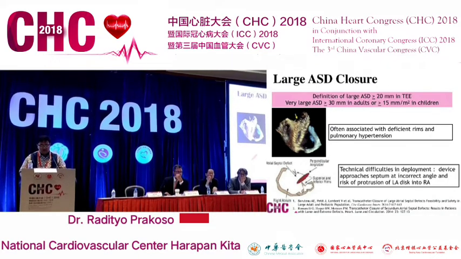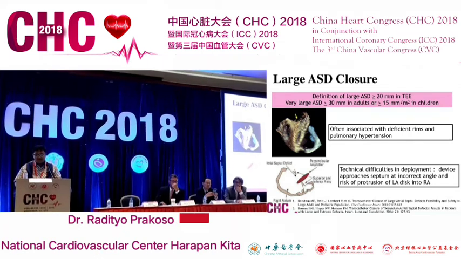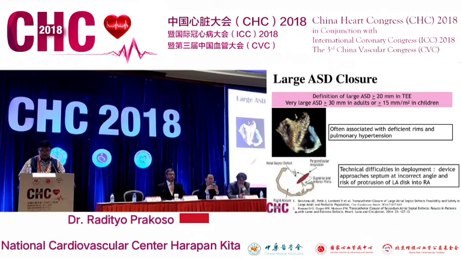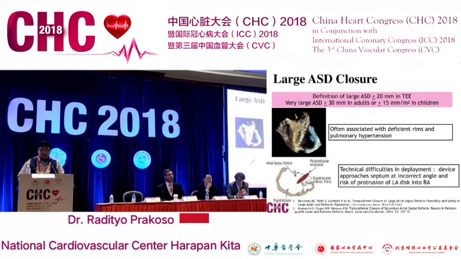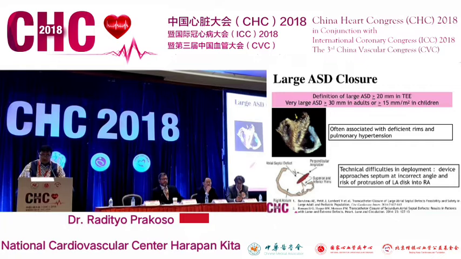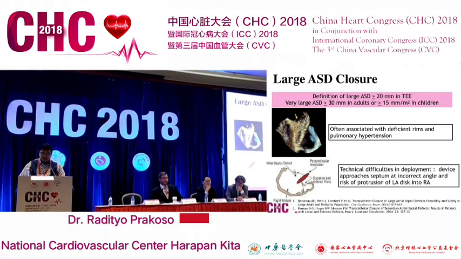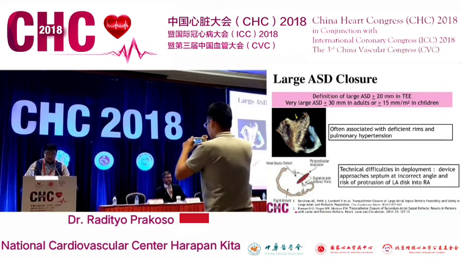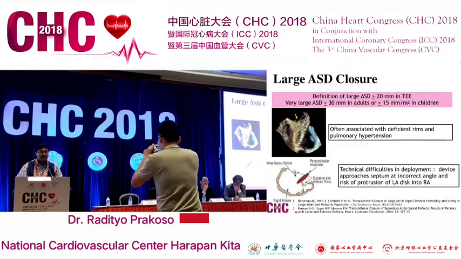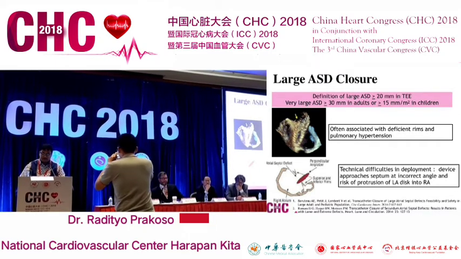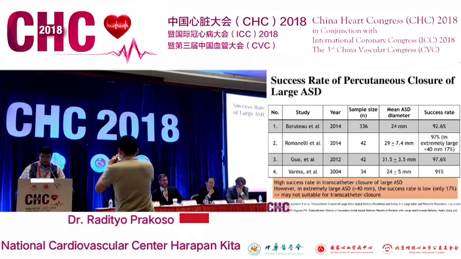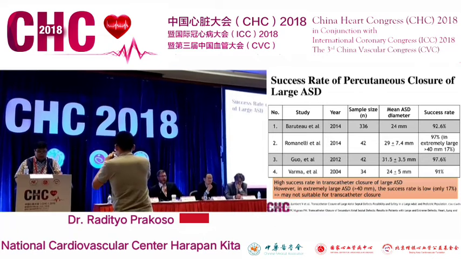So, what is the definition of a large ASD? It is a TEE diameter more than 20 millimeters. A very large ASD is more than 30 millimeters in adults, or more than 50 millimeters per square meter in children. It is often associated with deficient rims and pulmonary hypertension. Technical issues are that the device approach sometimes has an incorrect angle, and there is a risk of protrusion of the left atrial disc into the right atrium.